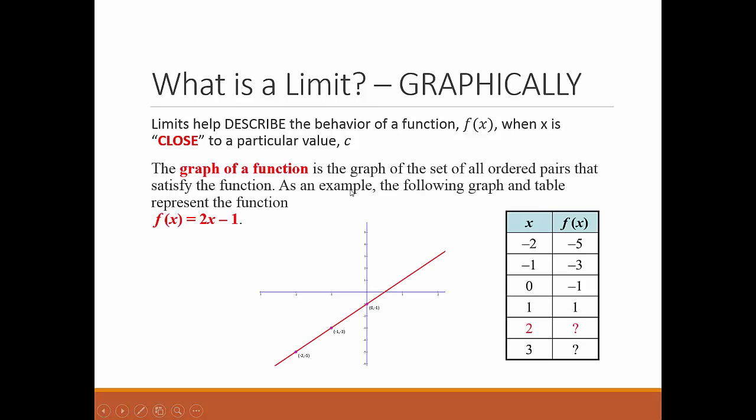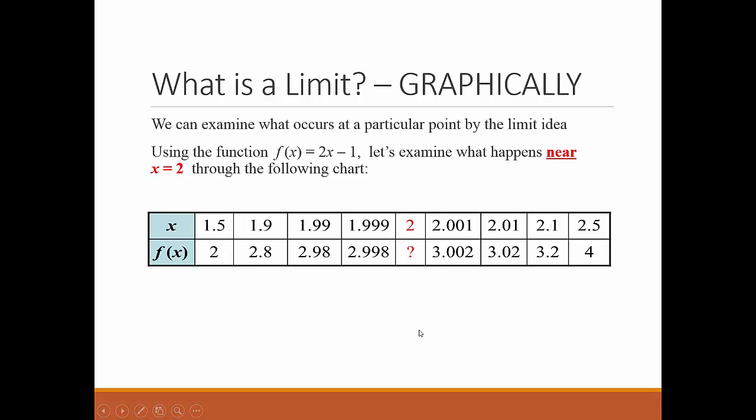So if we had this graph, 2x minus 1, you can tell it's a line either by graphing it or just by looking at it. It's that form y equals mx plus b. If I wanted to look at what is happening as x is getting really close to 2, well, how close is close? What if I'm at 1.999? It looks like f of x is 2.998. What if I'm at 2.001? It looks like f of x is 3.002.